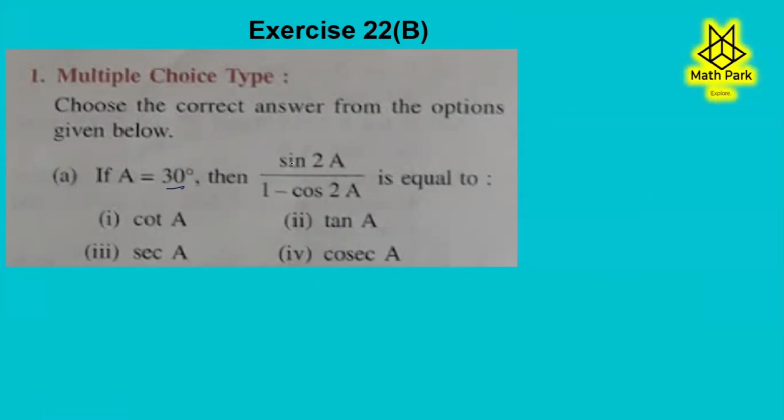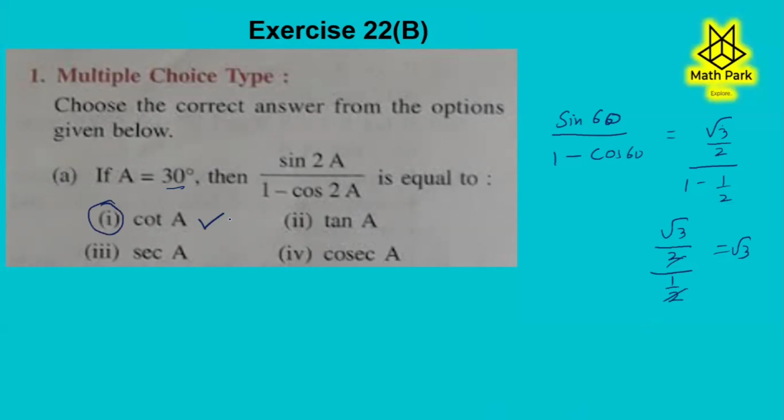Okay, sin 2A means sin of 2 times 30, which is sin 60. And 1 minus cos 2A means 1 minus cos of 2 times 30, which is cos of 60. Put the value: sin 60 is root 3 upon 2, upon 1 minus cos 60, which is 1 by 2. So we get root 3 upon 2 upon half, since 1 minus half is half. This we get as root 3. And root 3 is nothing but cot A. So this is how we get the option cot A as the correct option.